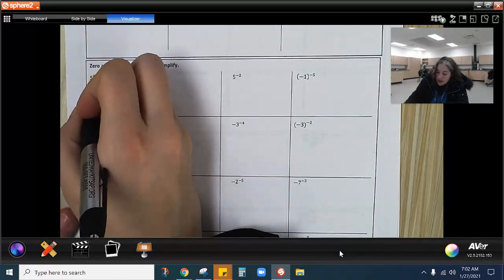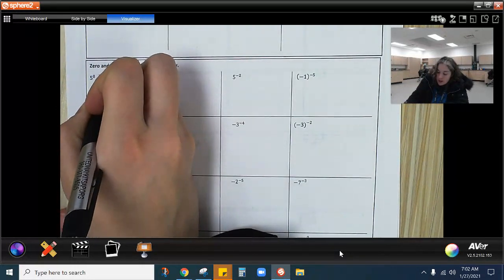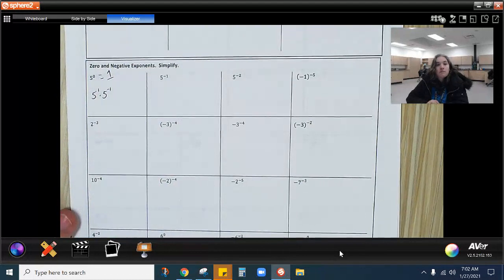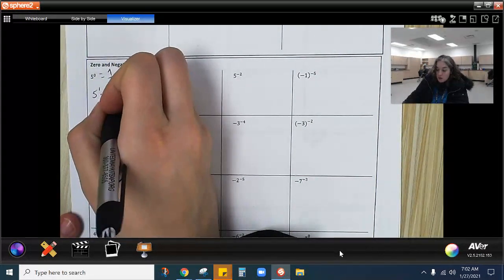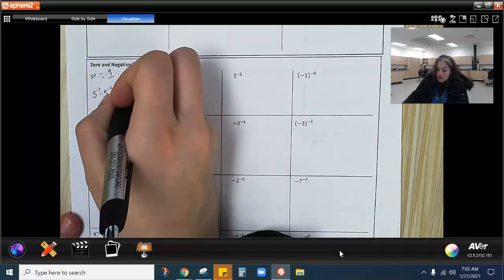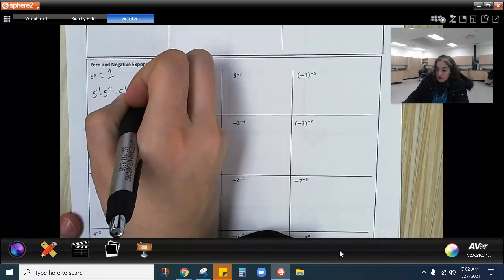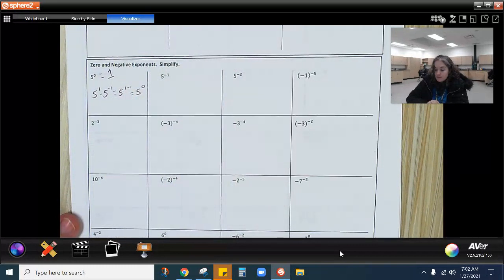Well, let's just say I had a 5 to the 1 times 5 to the negative 1. My product rule says I would have to add those, right? So I'd get 5 to the 1 minus 1. That would become 5 to the 0.